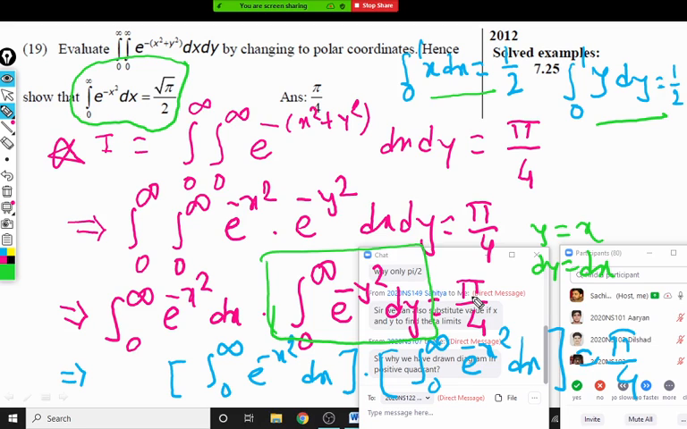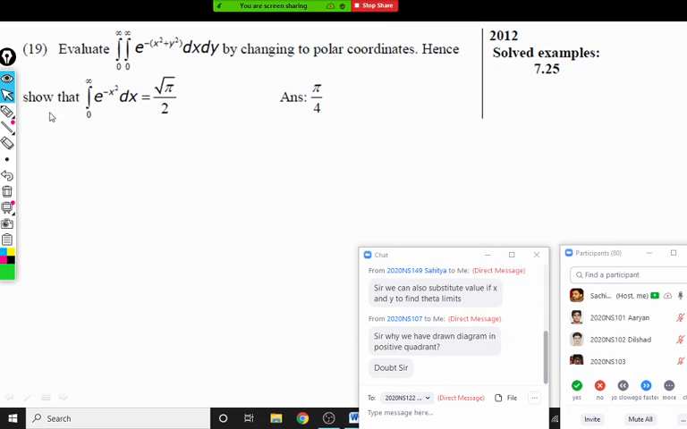Any doubt there? No. So this one is one of the solved examples from the book. So the solution you can see in the book also. I will show you a solved example.